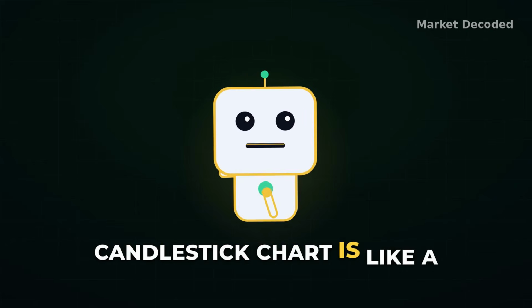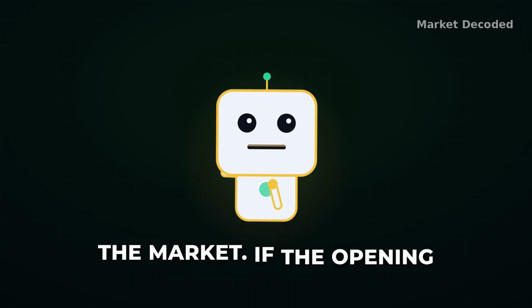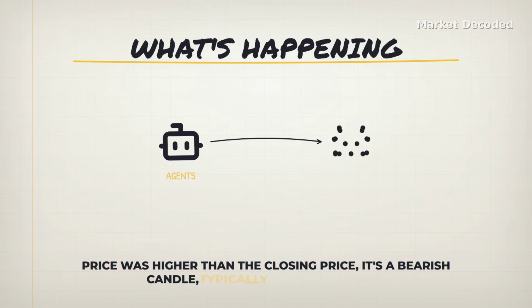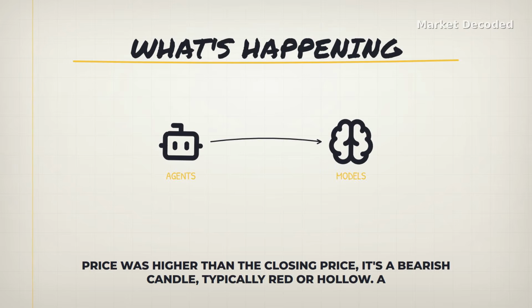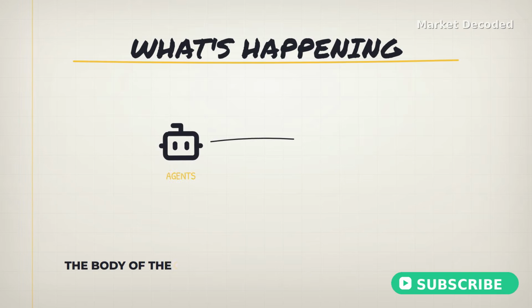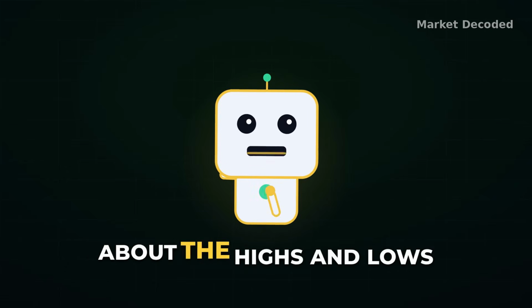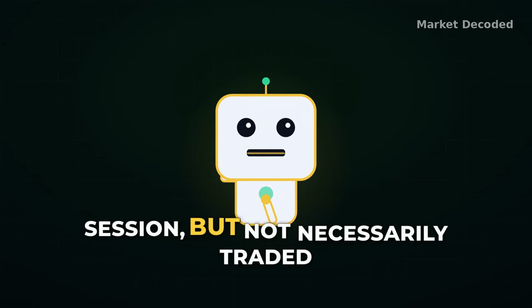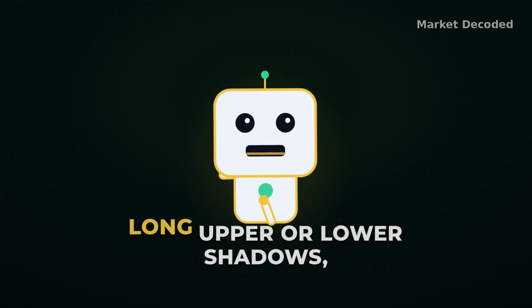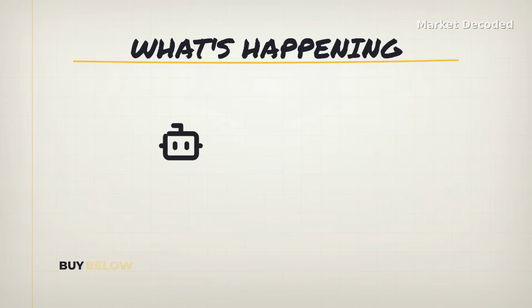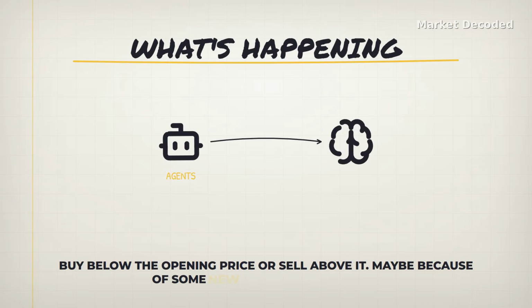Each bar on a candlestick chart is like a snapshot of that moment in the market. If the opening price was higher than the closing price, it's a bearish candle, typically red or hollow. And if the closing price was higher than the opening price, it's bullish, green, or filled. The body of the candle shows us the range where most of the trading happened. But here's the real magic: the shadows. These are like those ripples in our water analogy. They tell us about the highs and lows that were hit during a session, but not necessarily traded at. If you see very long upper or lower shadows, it means there was significant interest to buy below the opening price or sell above it. Maybe because of some new news or rumor.